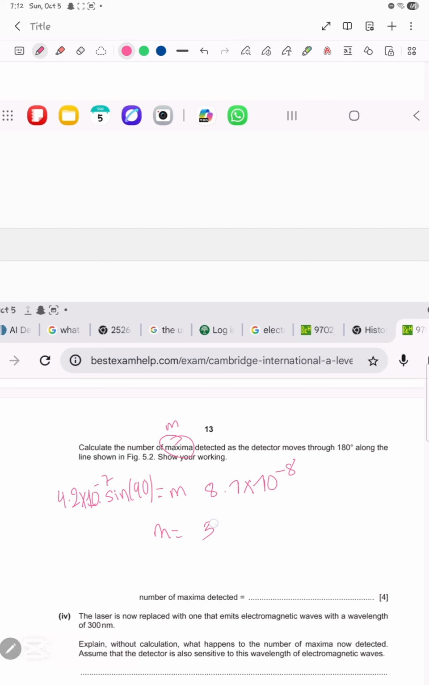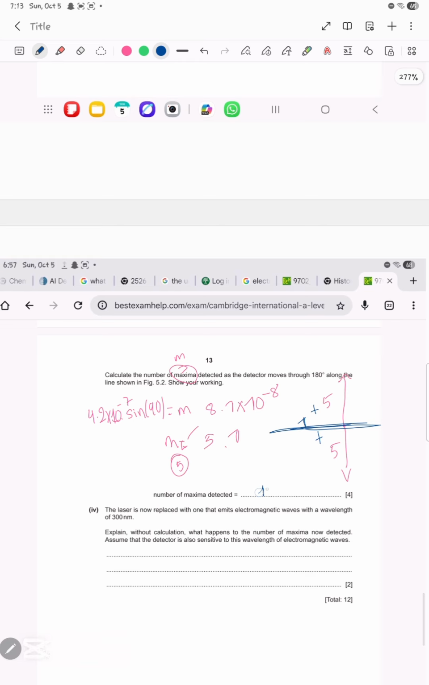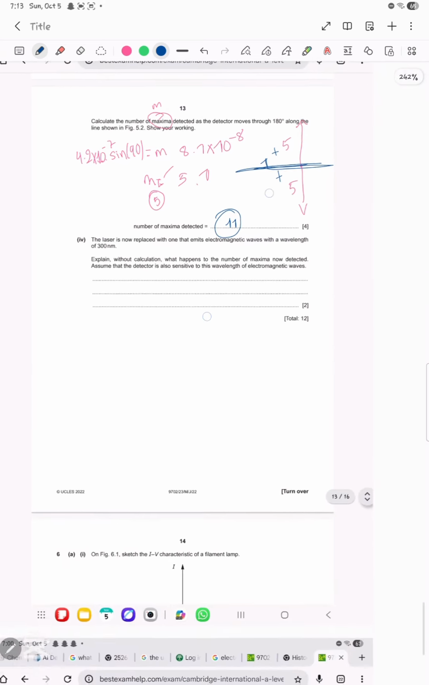And we get approximately 5.1. So the number of maxima detected going up is 5. You always take the smallest whole number. So 5, and going down there's also 5. And we do not forget that we are dealing with the bright fringes, so we must not forget the central brightness, which is 1. So you add them all together, 5 plus 1 plus 5, and the number of maxima detected is 11.